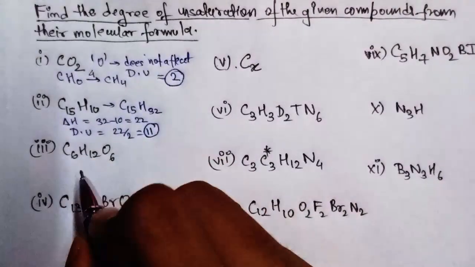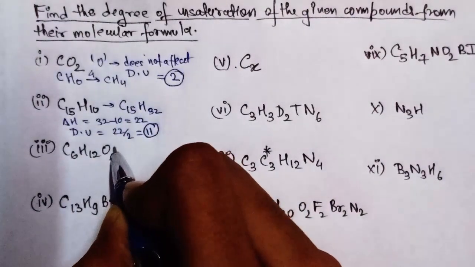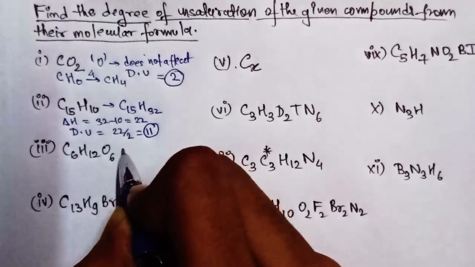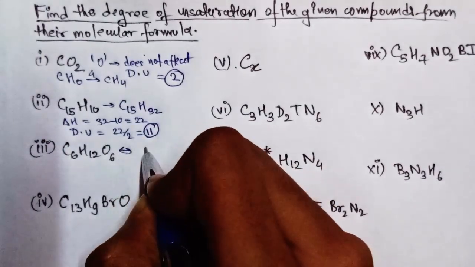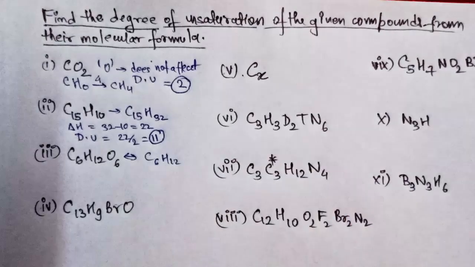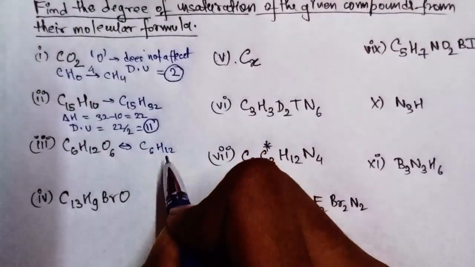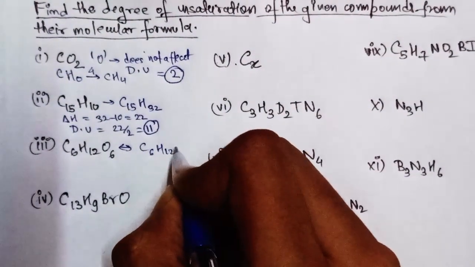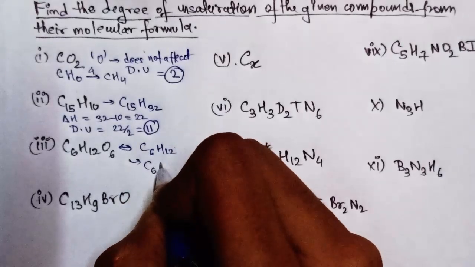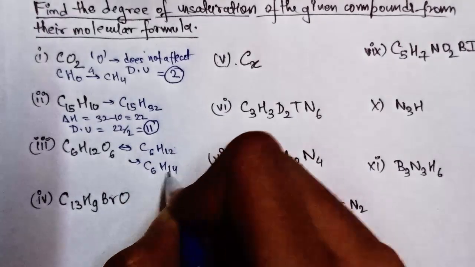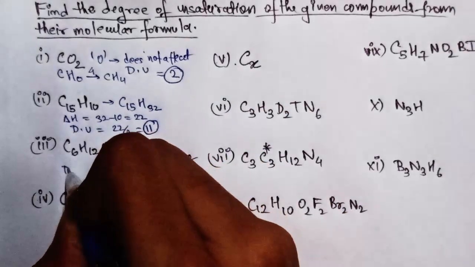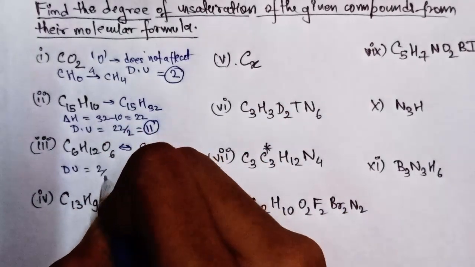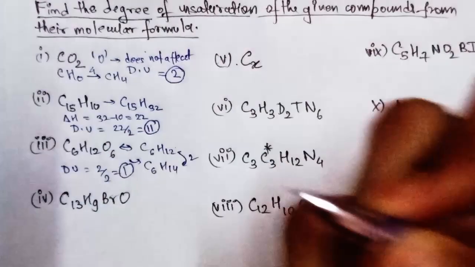For the third problem, again oxygen will not affect the degree of unsaturation of the molecule, so we can just neglect it, and the equivalent will be C6H12. For 6 carbon atoms, we require 14 hydrogen atoms, 2n plus 2. Therefore, the change in number of hydrogen atoms is 2. Therefore, the degree of unsaturation is 2 upon 2, that's 1.